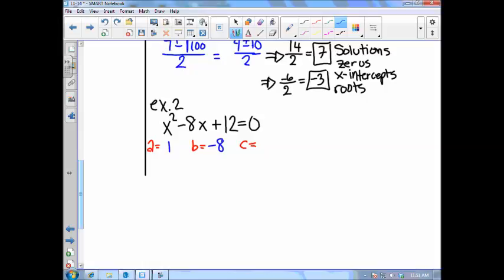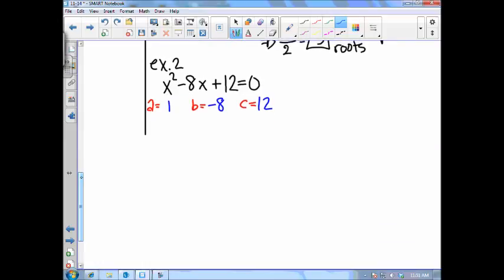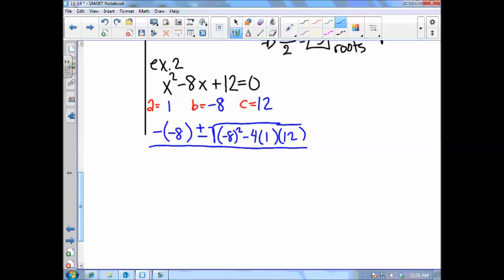C? It's 12, right? Okay, so let's plug it in. Let's make sure we're doing it correctly. How does the song go? It's negative B. Jamie, what number is B? Good. Plus or minus what? Square root, then what? Parentheses, B squared minus 4AC all over 2A. Any questions how we plugged it in?